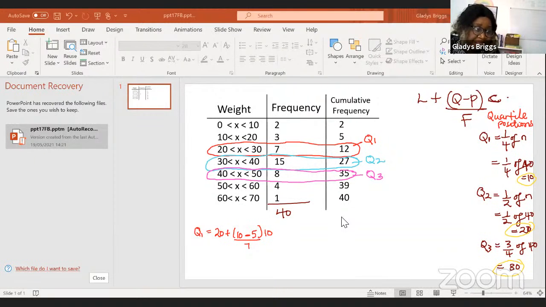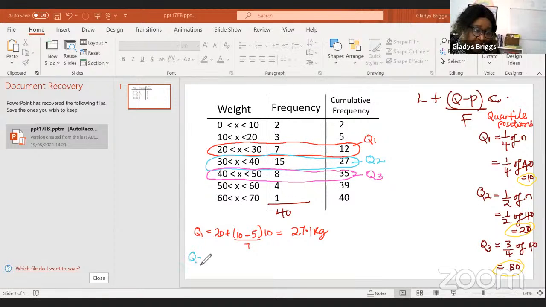27.1 kilograms. Well done, Abra. Q1 is 27.1, so we're doing weights. I'm just going to put that there. Now let's have a look at Q2.